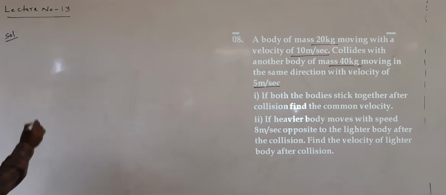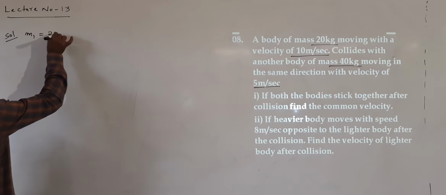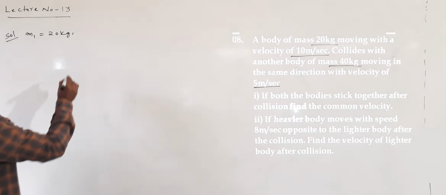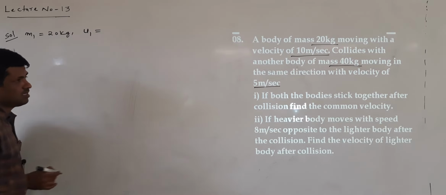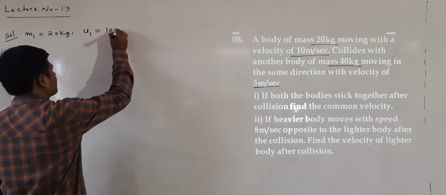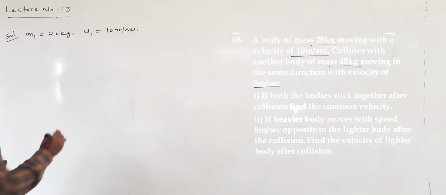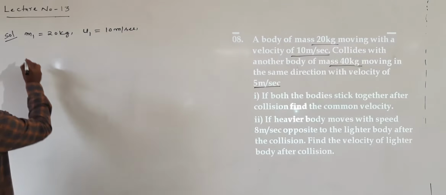A body of mass 20 kg, m1 equal to 20 kg. This is the lighter mass. It moves with initial velocity before collision, 10 meter per second. Another body of mass 40 kg has initial velocity equal to 5 meter per second. Up to this one is clear. Now if both bodies strike together, after collision, find the common velocity.